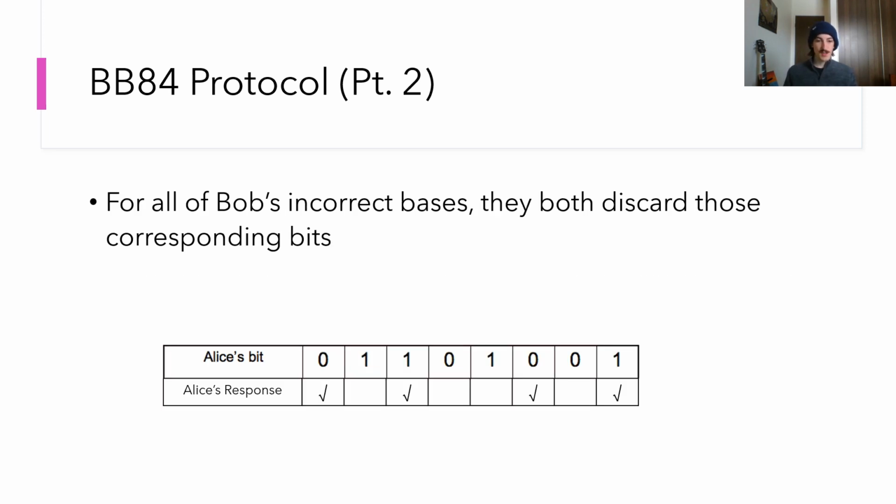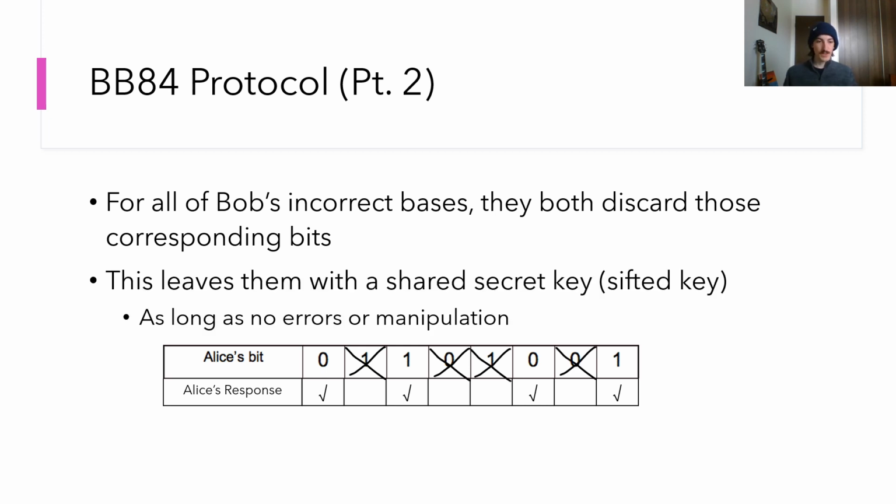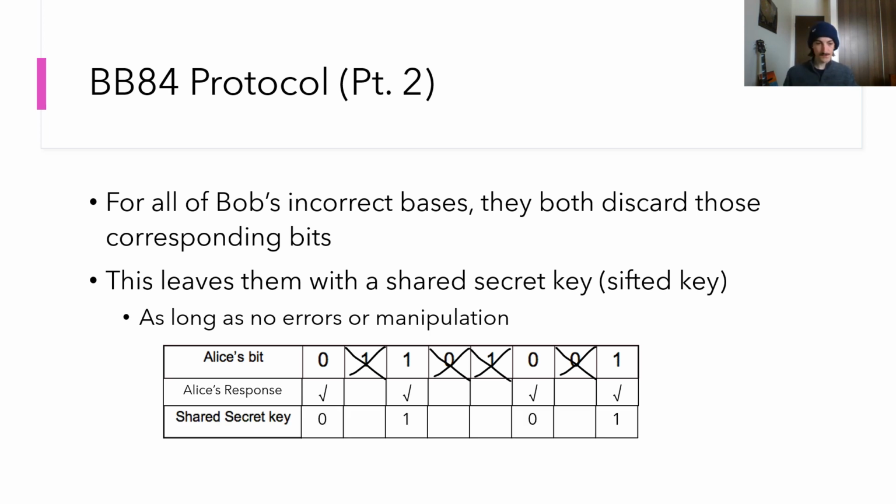So from there, both of them know which ones are incorrect, and so now they both discard those corresponding bits. So say the second one was incorrect, they get rid of that. The fourth one, the fifth one, the seventh one. And so what they're left with is called the sifted key, which is their shared secret key, as long as there's no errors or manipulation along the way. And so the shared secret key in this case would just be 0101. Those are the remaining ones.